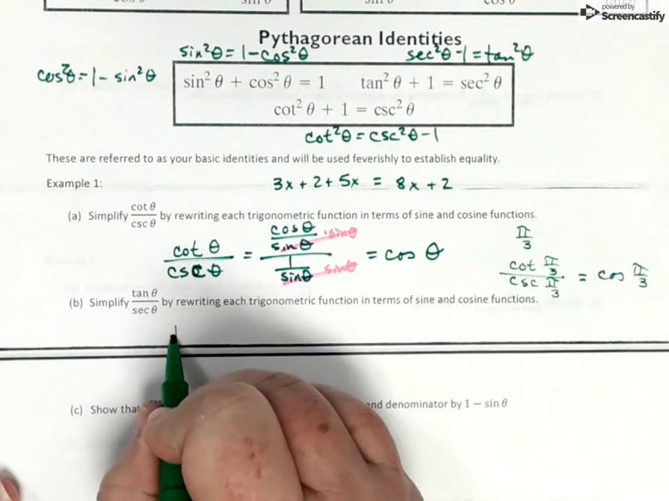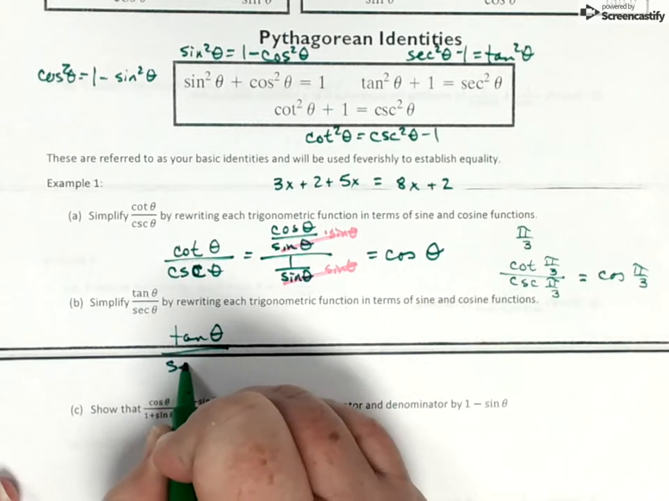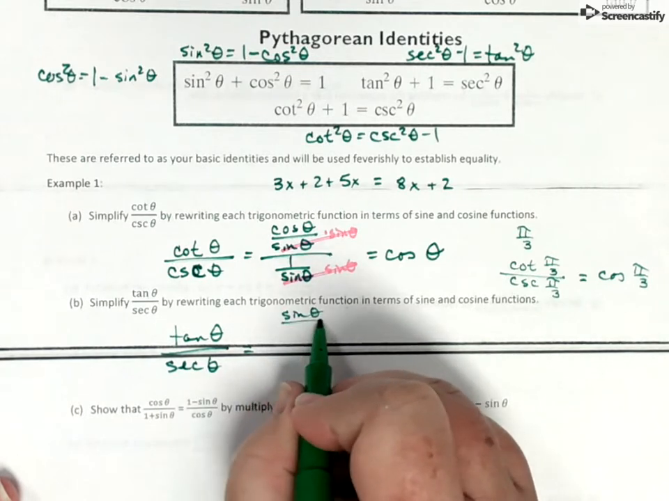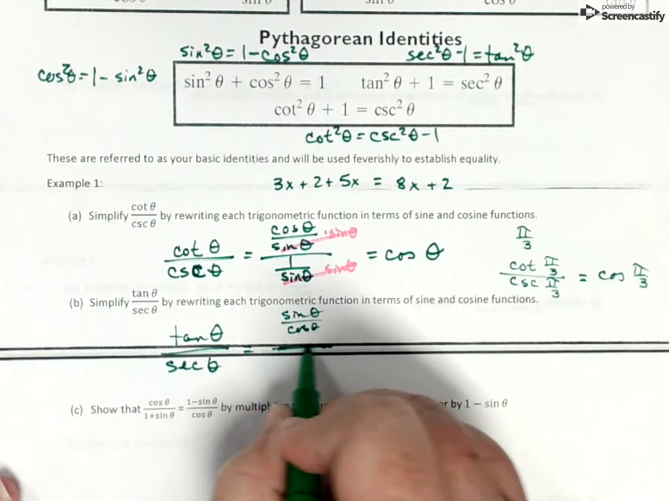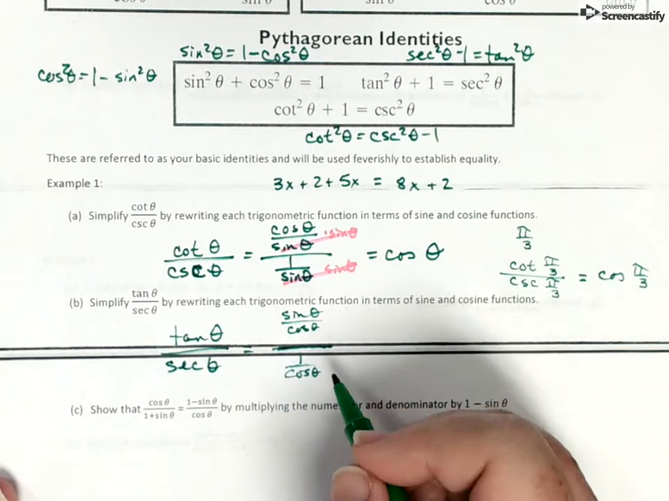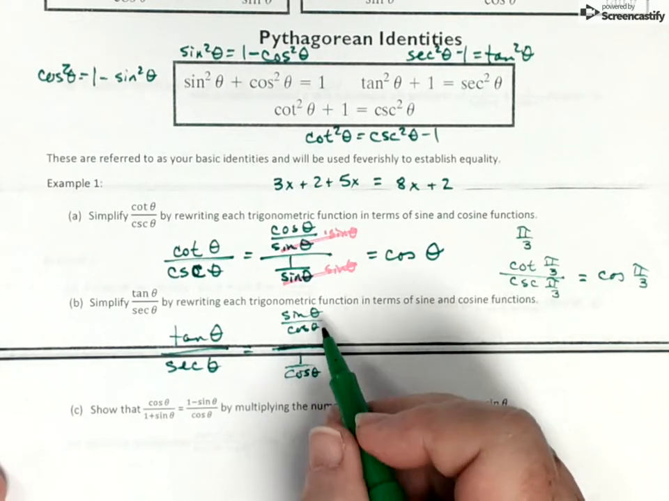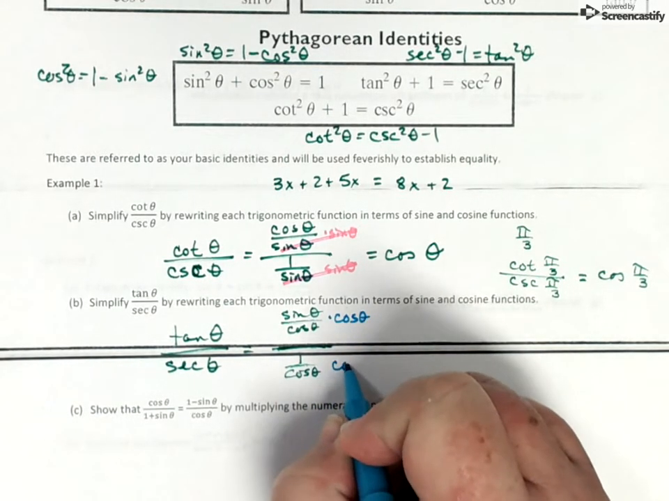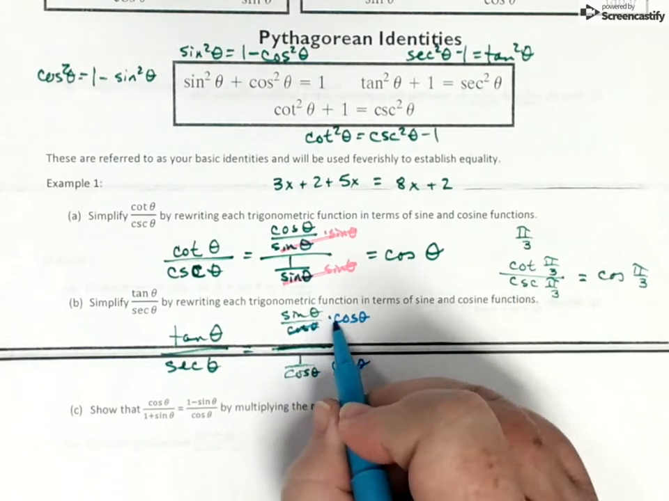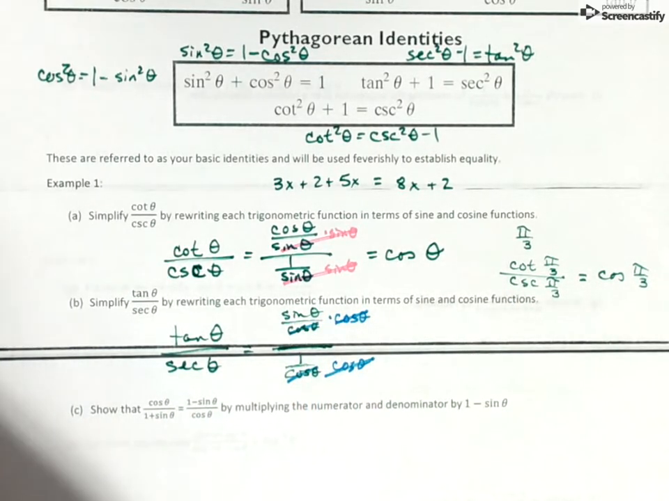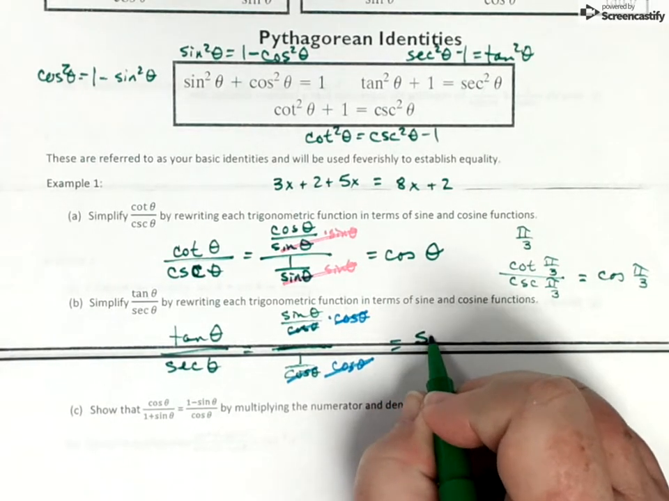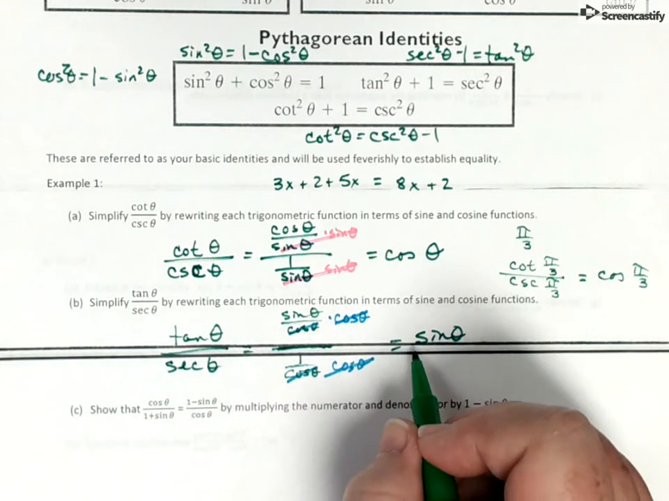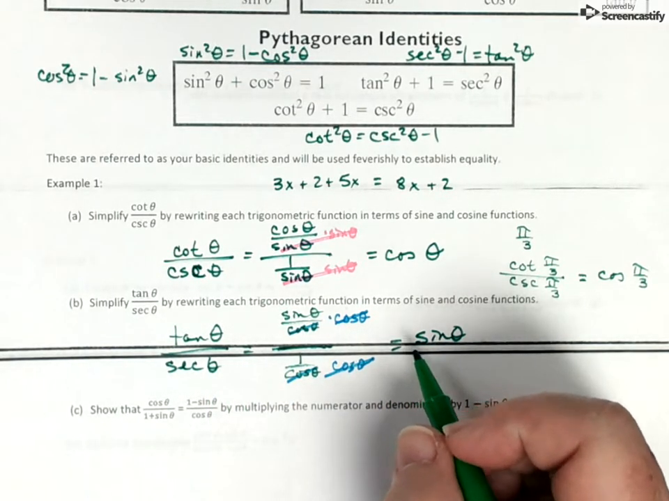So let's rewrite tangent of theta over secant of theta equal to sine of theta over cosine theta over 1 over cosine theta. What do they both have in common? They both have a denominator of cosine theta. So I'm going to multiply both the top and the bottom part by cosine theta so that I can cancel that out. And what is that equal to? Sine of theta. We have simplified tangent of theta over secant of theta is equal to the sine of theta.